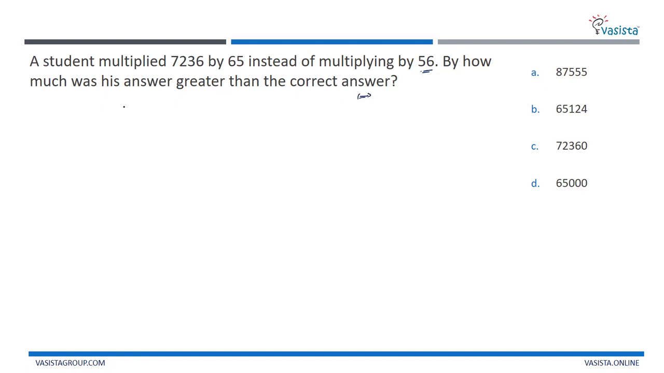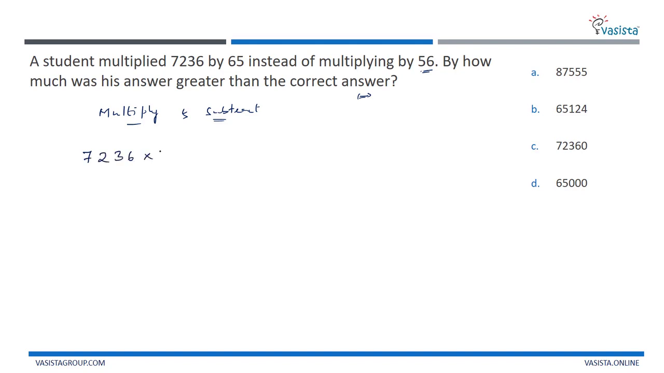Right, so what we need to do here is, it's a very simple problem. First of all, we need to multiply and then subtract. This is a simple multiplication and subtraction problem. Let us just start working on it. First of all, a student multiplied 7236 by 65. Okay, let us go with this.